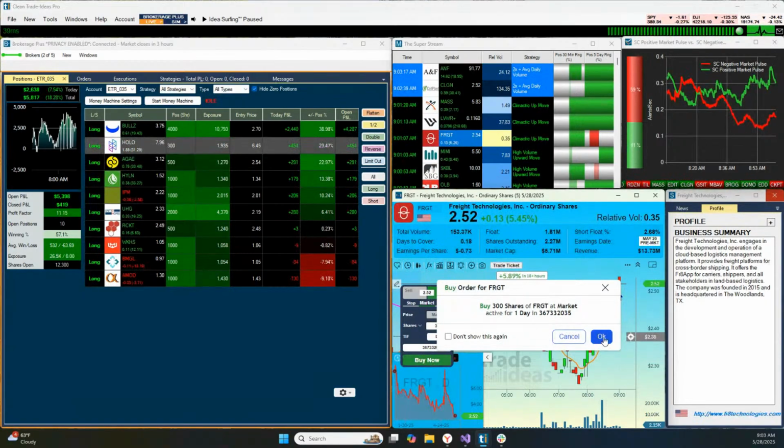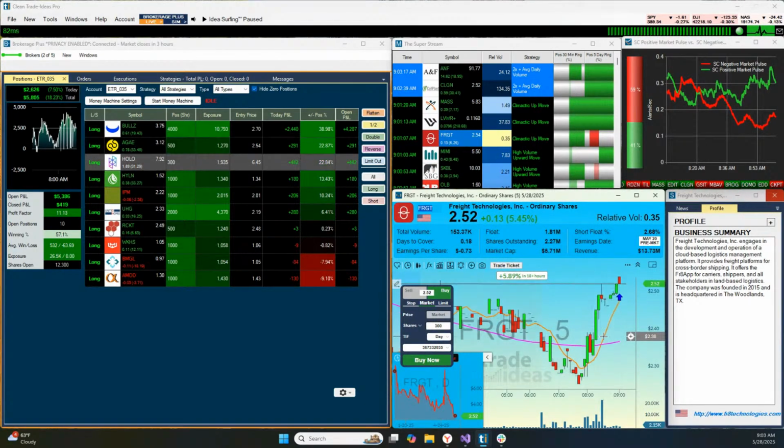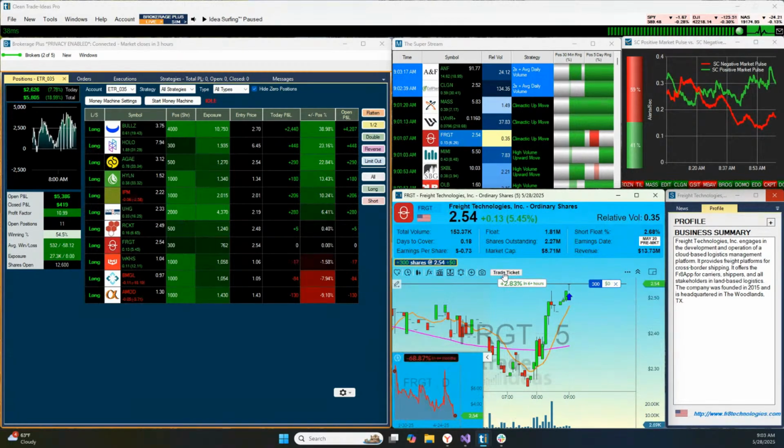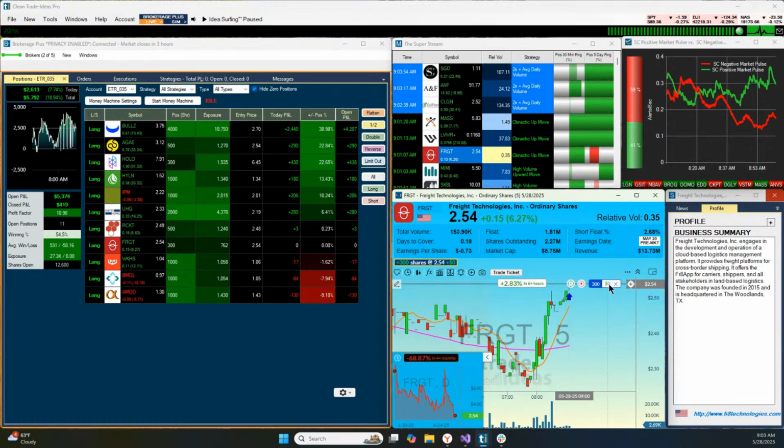There we go. And hopefully that appears pretty quick here. Boom, there it is. So I just bought it. And I'm just sharing with you guys that it's easy to do this with the trade ticket right on the chart. And here I am, I'm in 300 shares, up zero. I mean, up nothing.